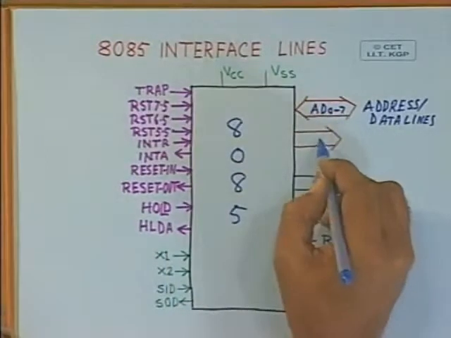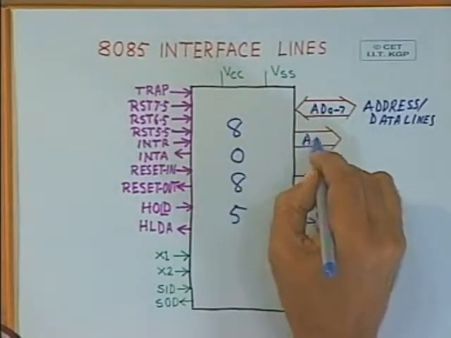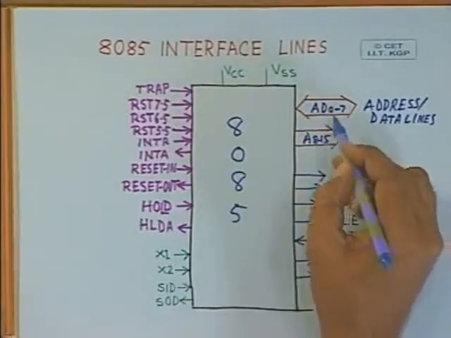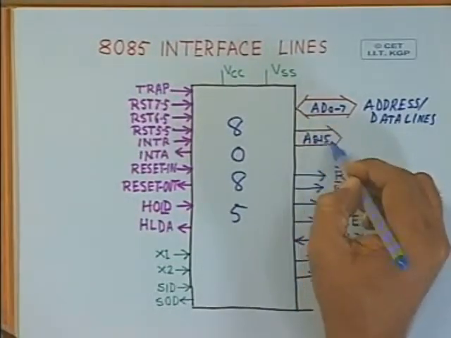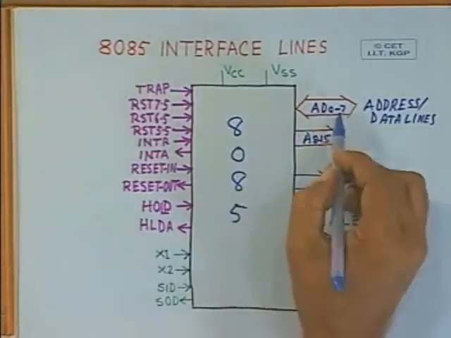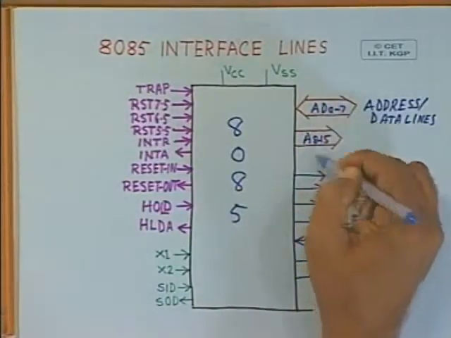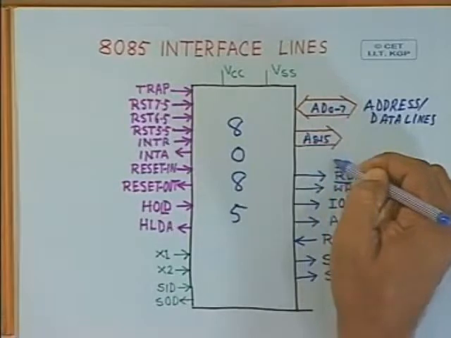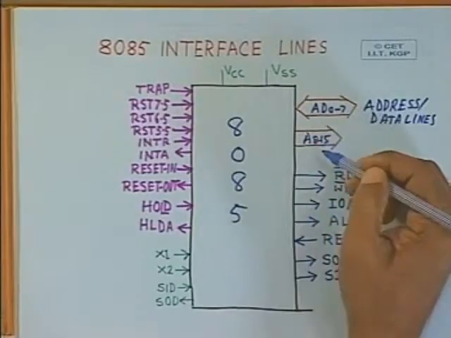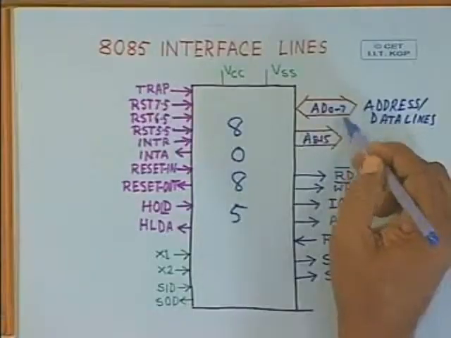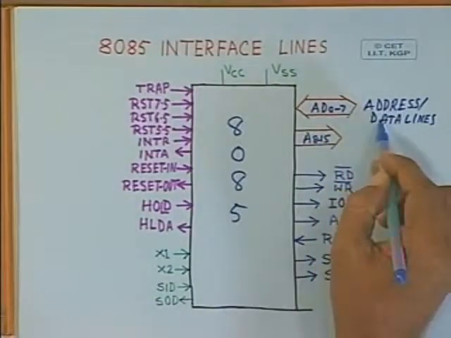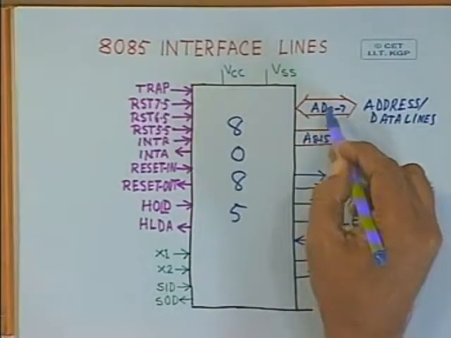Then A0 to 7, and here you have got A8 to 15. So these two together provides you 16-bit address and 8-bit data. So instead of 24 pins required here, you are managing with 16 lines by using this multiplexed address data lines. What you are doing is multiplexing, time division multiplexing. So for some duration of time, you are using those lines for transferring address. For some duration of time, you are using those lines for transferring data.